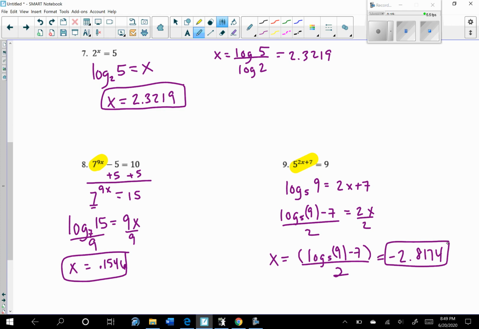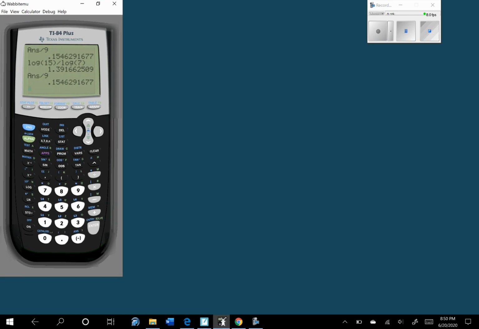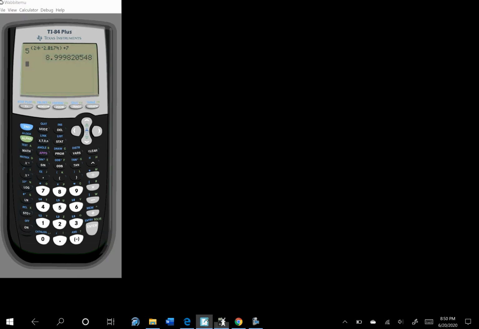And of course, you could always check your work by plugging your answer into the equation. But if you round it, it's not going to be exact. It might be slightly different. So like, let's look at number 9. If I wanted to check my work, I would plug it back in. So 5 to the 2 times negative 2.8174, and then plus 7. And if I hit enter, notice it's not exactly 9, but that's because I used the rounded answer, but close enough. So it's just an easy way to check your work.